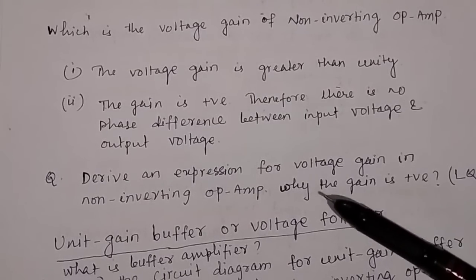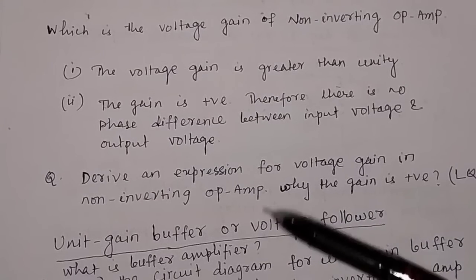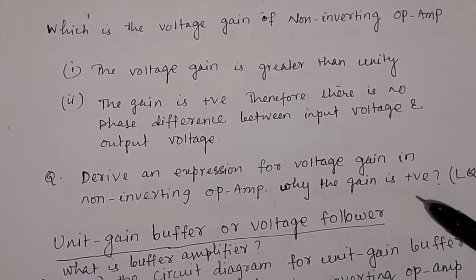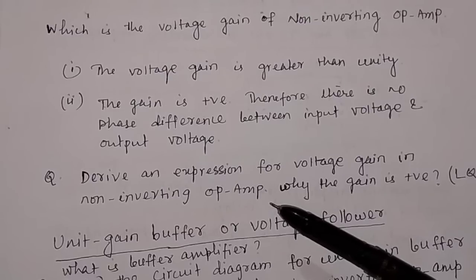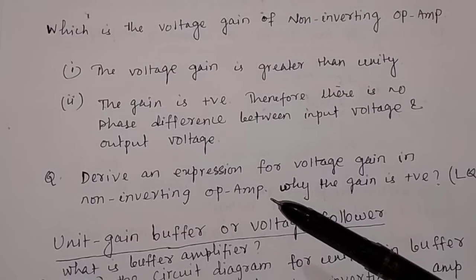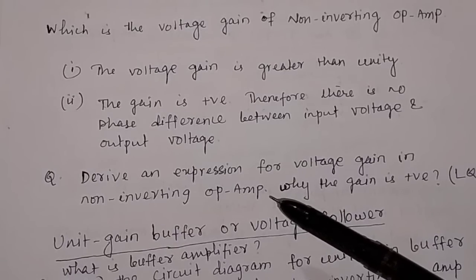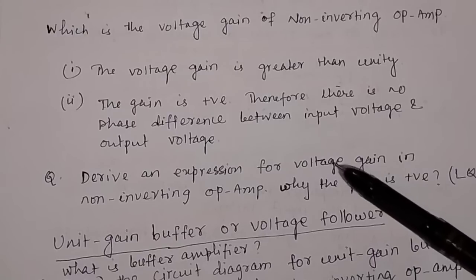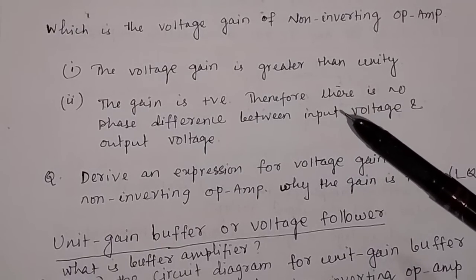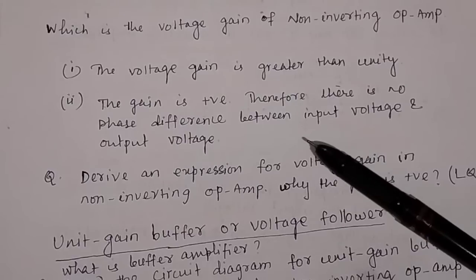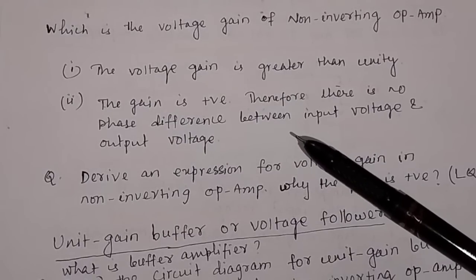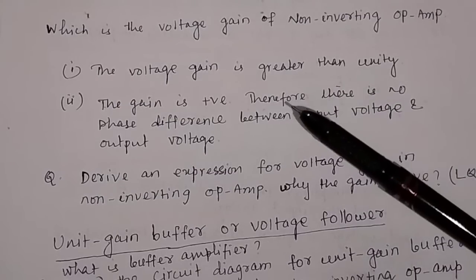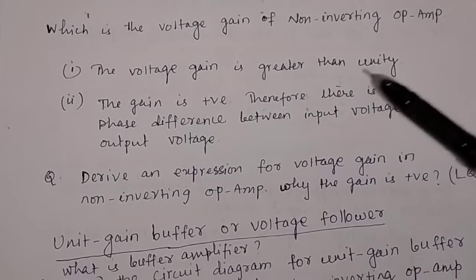So this will be a long question generally asked in the examination: derive an expression for voltage gain in a non-inverting operational amplifier. So you have to deduce that the voltage gain V0 by Vi equals 1 plus Rf by Ri. And why is the gain positive? You have to write that the gain is positive because there is no phase difference between input voltage and output voltage. And also you will see that the voltage gain is greater than unity. Why is the voltage gain greater than unity? This may be a short question.